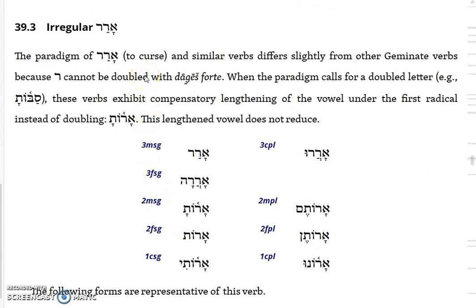Another geminate that's irregular is arar, which means to curse. And it differs slightly from other geminate verbs because the resh cannot be doubled with a dagesh forte. And when the paradigm calls for a doubled letter, such as in the form sabota, these forms exhibit compensatory lengthening instead. And so that's what you would expect.